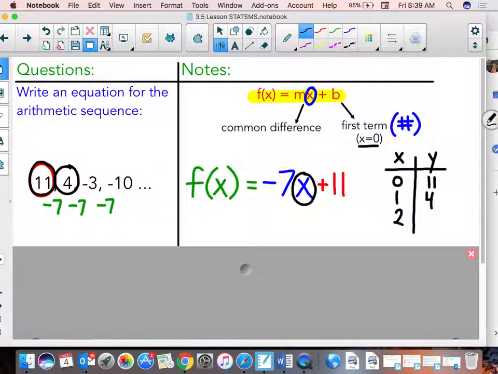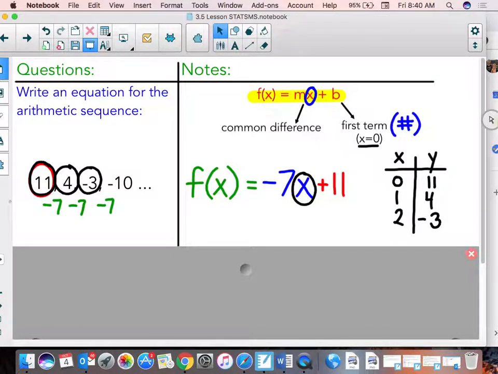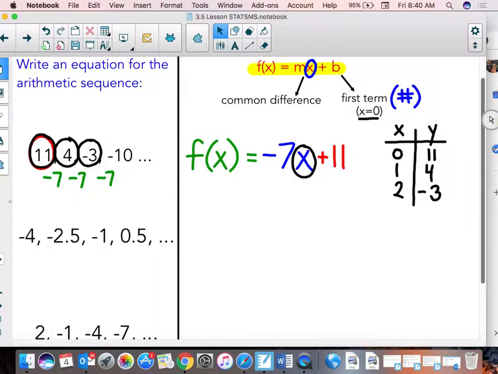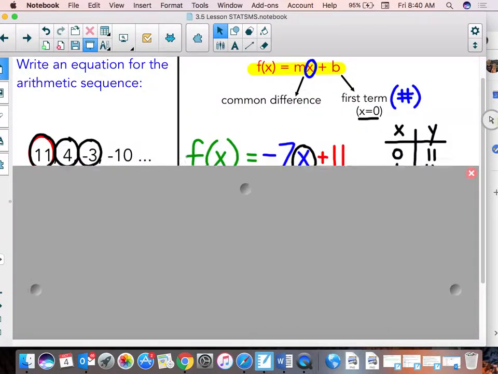-7 times 2 is -14. -14 plus 11 is -3. That is the third number in my sequence. If I continued my table, I would continue to get the terms in this sequence. So that is what that means. All right, let's try another one.